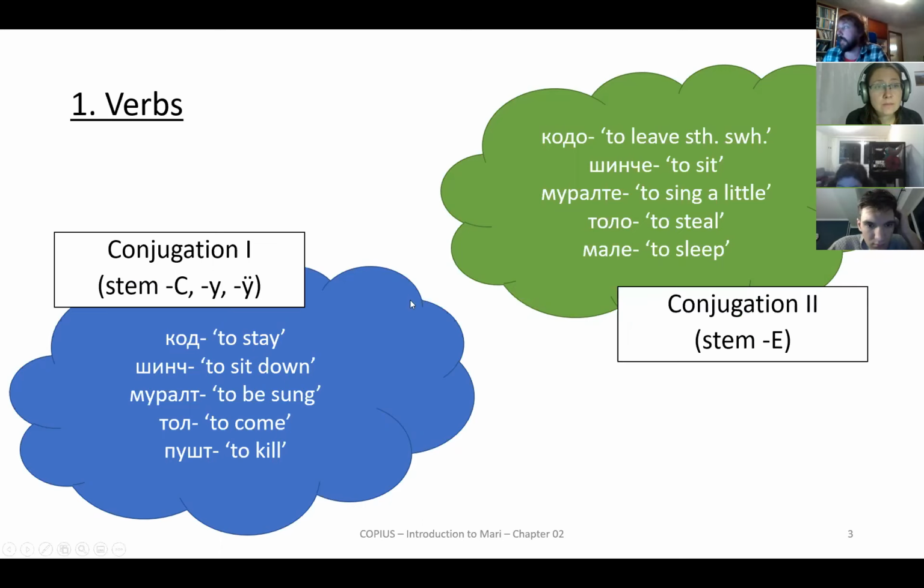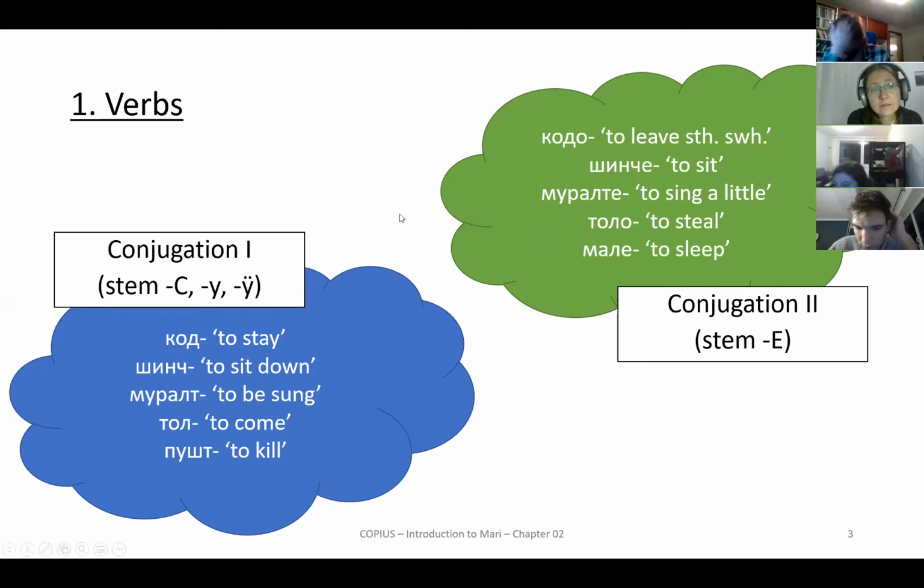And in the second conjugation class, the stems all end in e, o, or ö, an unstressed final vowel. And we can see that some of them look somewhat similar. We have kod, to stay, and kodo, to leave something behind, the same distinction you have between Finnish jäädä and jättä. We have shinch here, to sit down, and shinsha, to sit. These are obviously related forms. Muralt, to be sung, muralte, to sing a little bit. We're going to look at the relationship between these two forms.